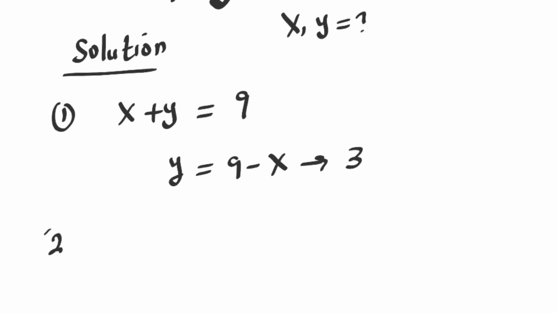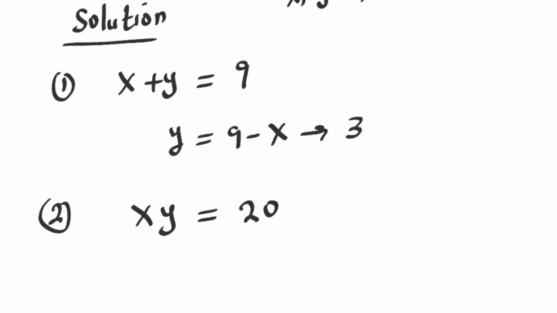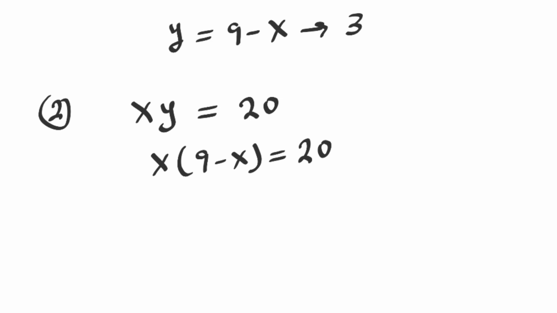From equation 2, xy is equal to 20. Let us substitute for y, which is 9 minus x. x bracket 9 minus x is equal to 20. Let us open the bracket.